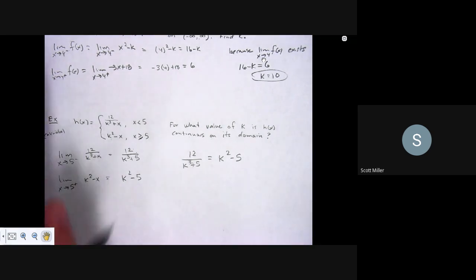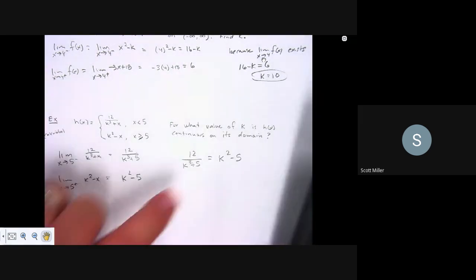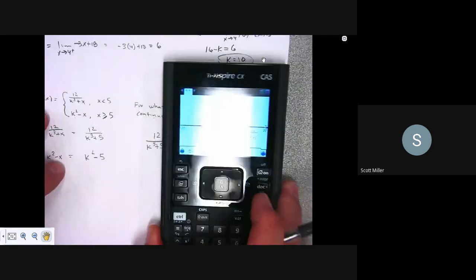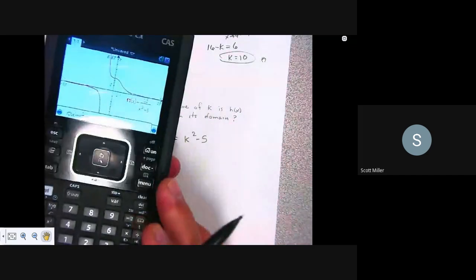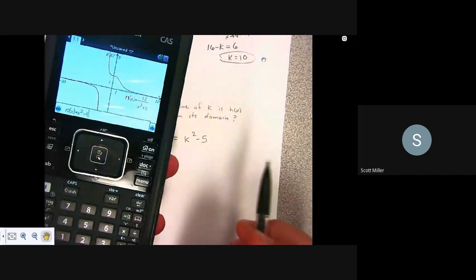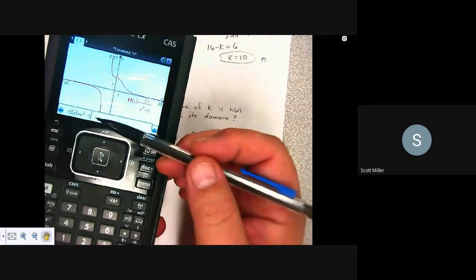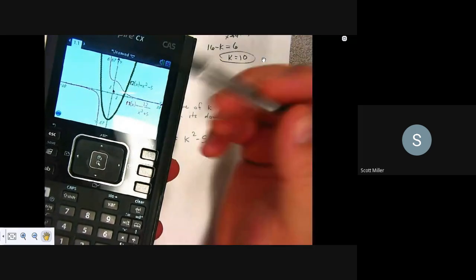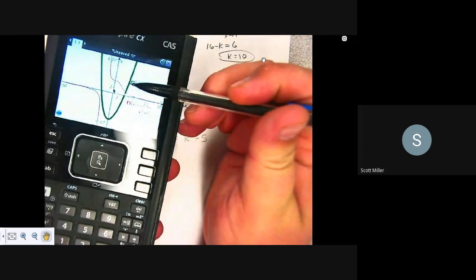Let me show you how I do it on our Inspire calculators. So the first thing I would do is graph this side, and then graph this side, and then look for points of intersection. In my calculator right here, I graph the first side, and I've typed in the second one. So I hit enter, and I'm going to look for points of intersection. I can see that I have one right there.